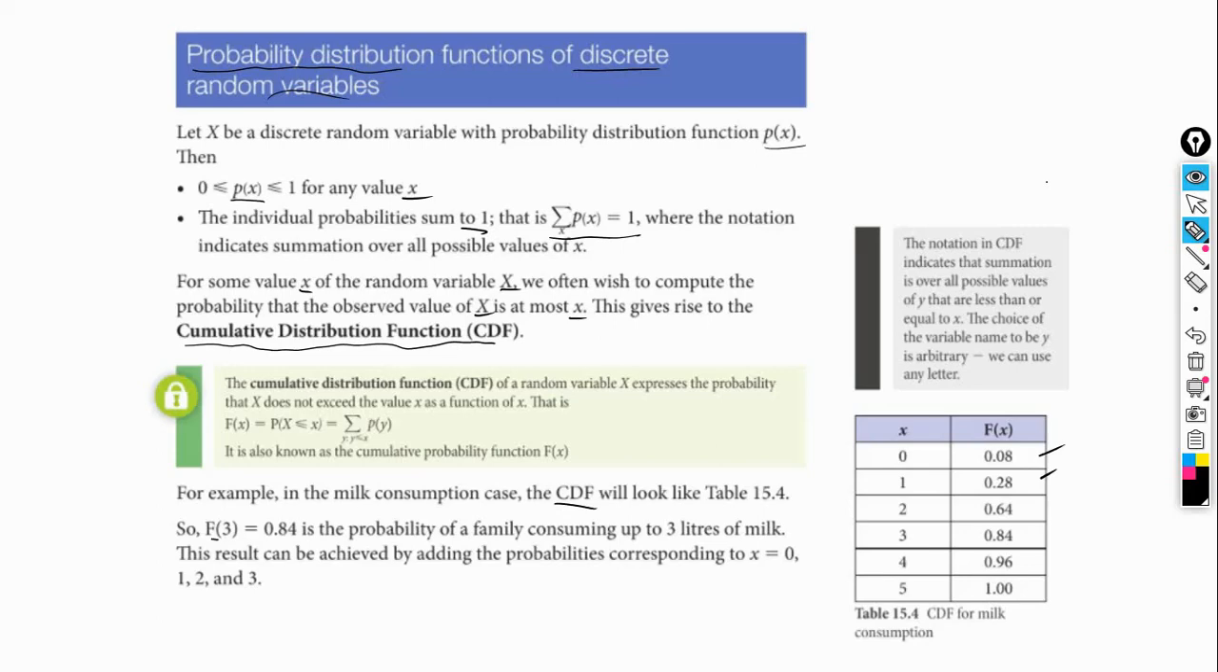So F of 3 is 0.84. That's the probability of a family consuming up to 3 liters of milk. The result can be achieved by adding the probabilities corresponding to x equals 0, 1, 2, and 3. Notice that this number here is the sum of the probabilities of consuming 0, 1, 2, and 3 liters.